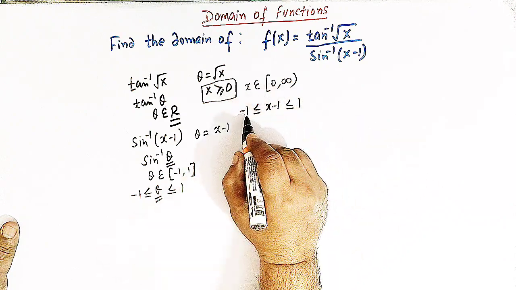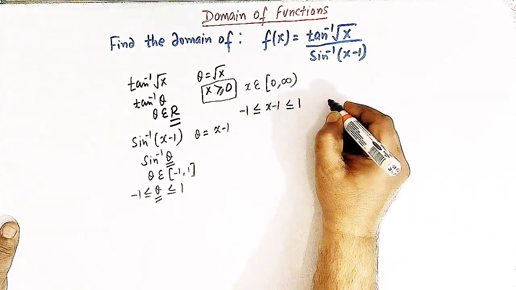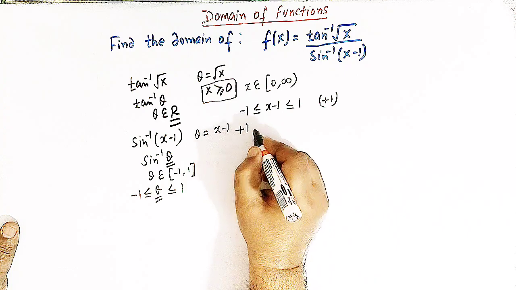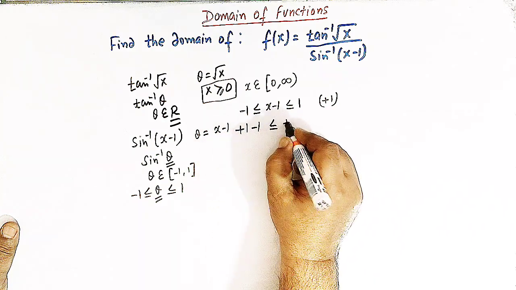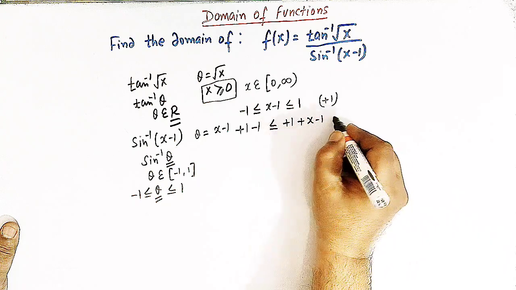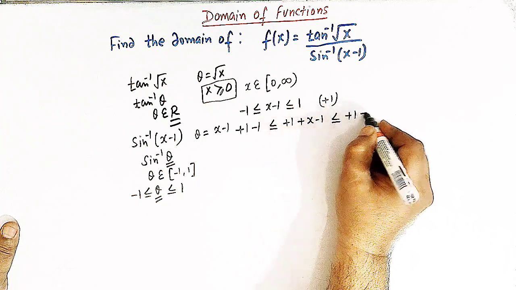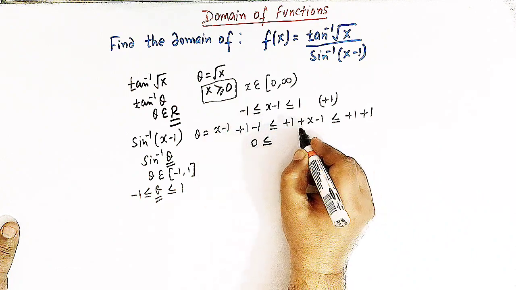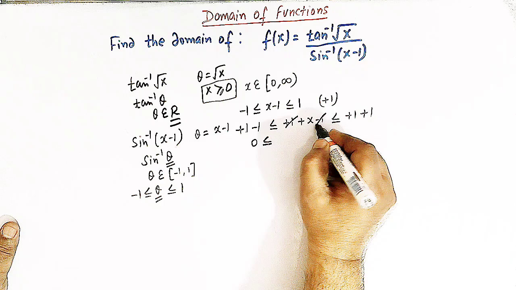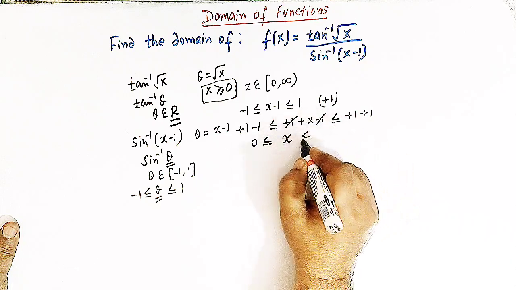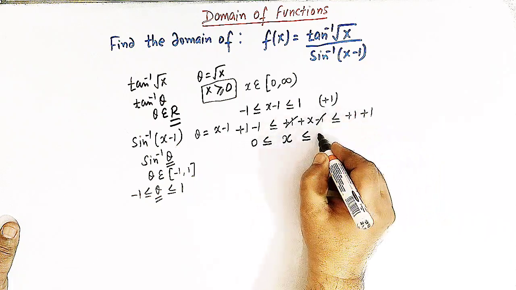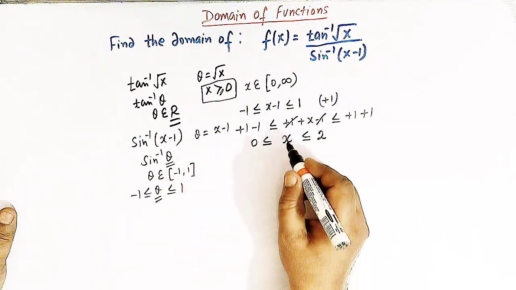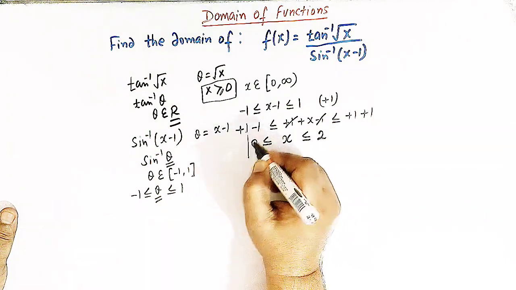So now solving this inequality by adding plus 1 throughout this inequality. So we have plus 1 minus 1, here we have plus 1 plus x minus 1, and here we have plus 1 plus 1, right? So here 1 minus 1 is 0, and here 1 and minus 1 get cancelled, so we have x, and here we have 1 plus 1, 2, right? So we have this inequality, right?